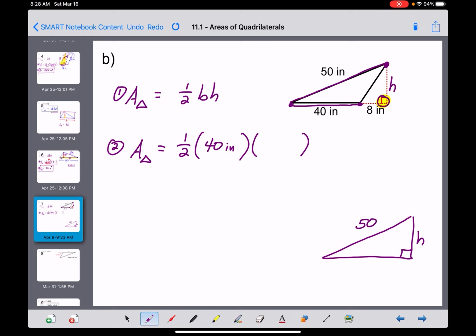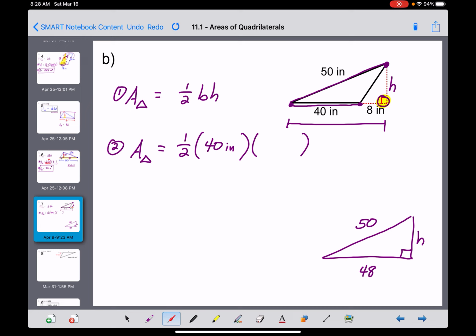And then the whole bottom side from here all the way over to here, I'd add the 40 and the 8 together to get 48 for the length of that piece right there. So how are we going to figure out h? Once again, guys, you could do the Pythagorean theorem. H squared plus 48 squared would equal 50 squared.